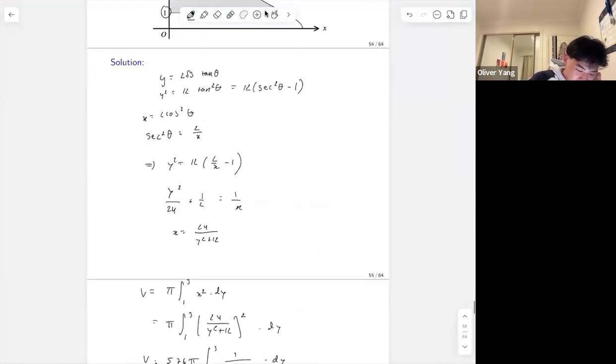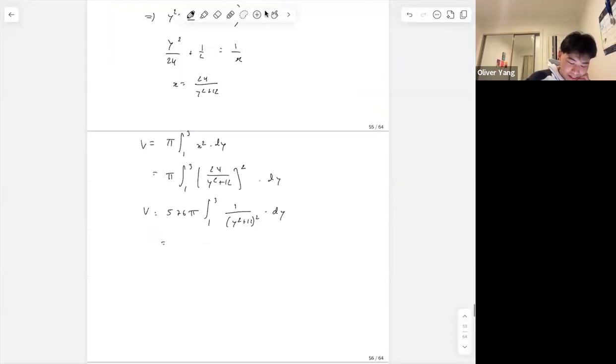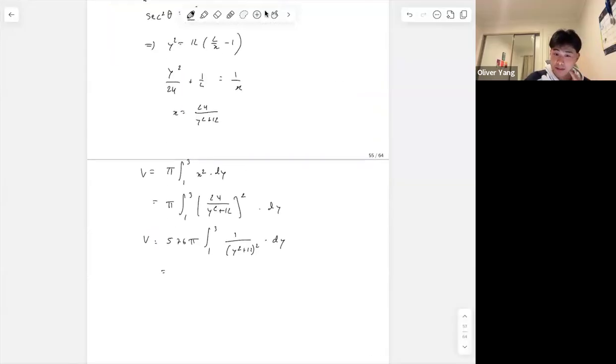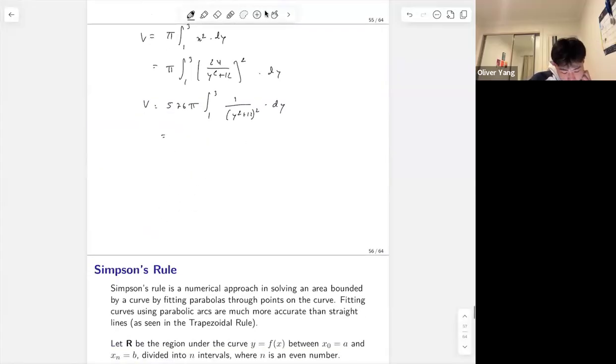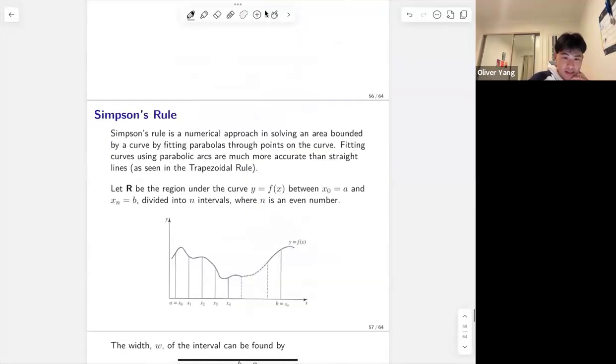Okay, that's basically volumes of solids of revolution. It's pretty chill. You just find the function, find the terminals, and then apply the formula. Now, Simpson's rule. It's just a numerical approach, right? We know there's the trapezoidal rule as well.